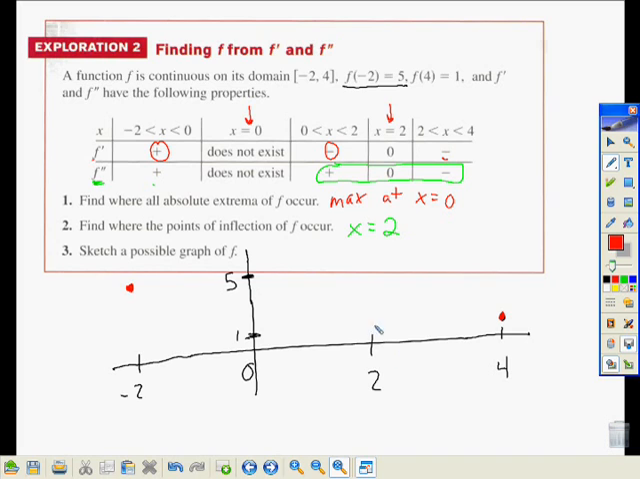From that, I just want to connect the dots here. F prime is increasing until we get to 0. So it has to be going up. It's also concave up. So I'm curving up, and then something happens that does not exist. I'm now decreasing, and I'm concave up. So we're getting a curve kind of like that until we get to 2. Notice that it evens out, we get a 0 derivative.